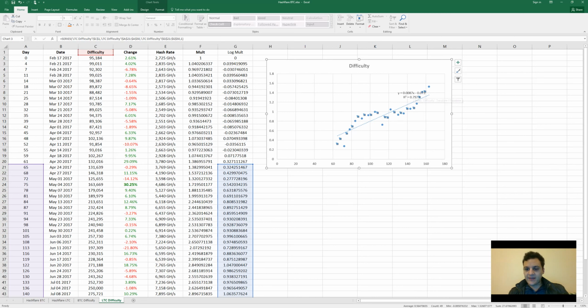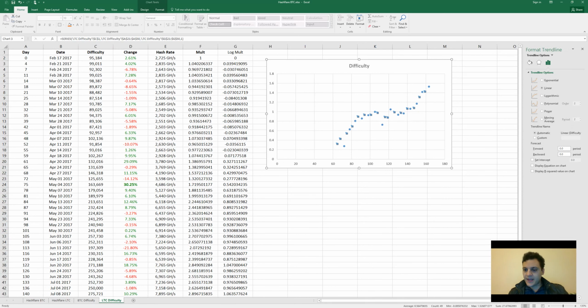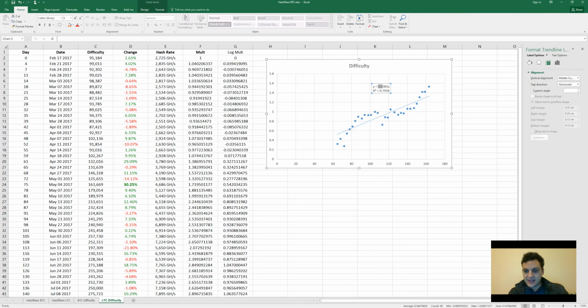And again, I'm going to remove the trend line just so I don't get two of them. I'm going to add a trend line, and I'm going to force the intercept to be 0, which is what it should have always been. And I want to see the equation on the chart. So this is our difficulty exponent. That's the number we need. So it's 0.0081.